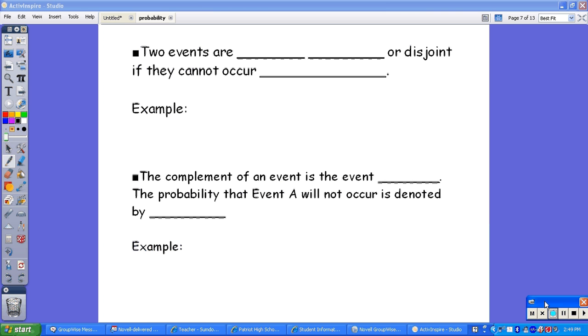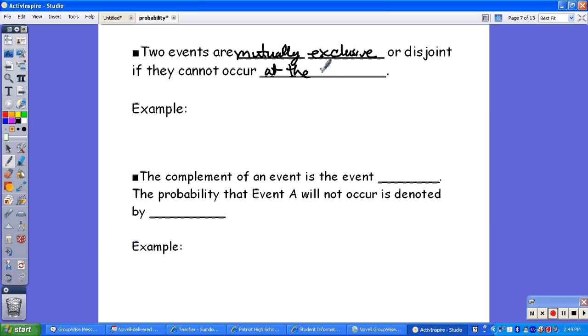And so as you see the slide, we're talking about two events are mutually exclusive or disjoint if they cannot occur at the same time. Okay, so there you go.